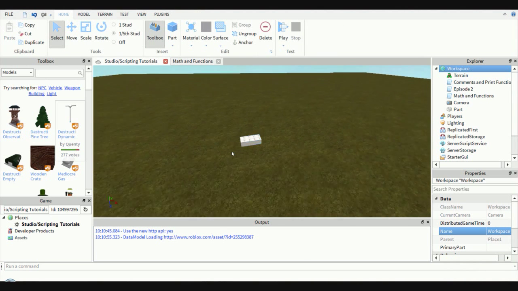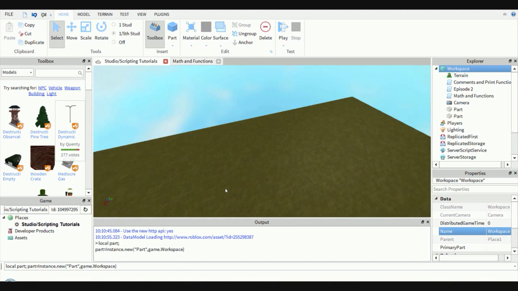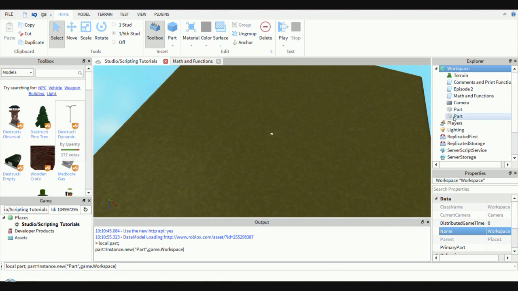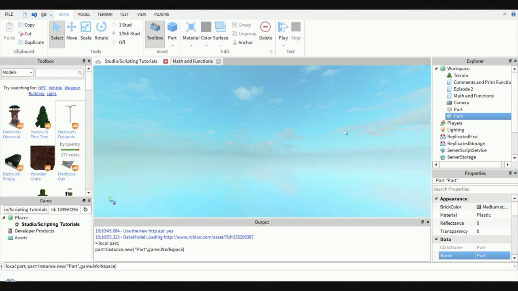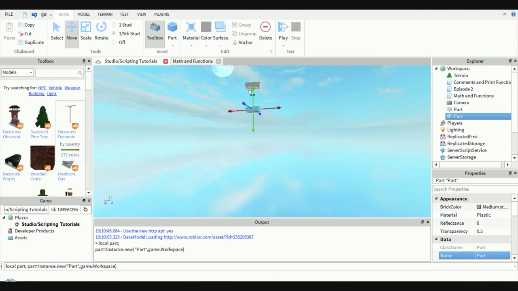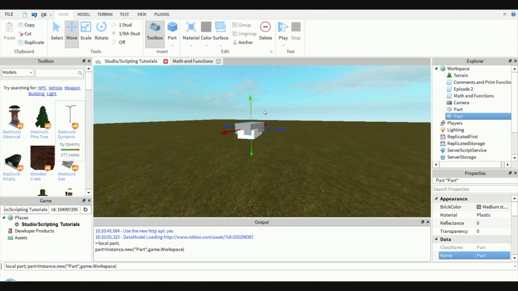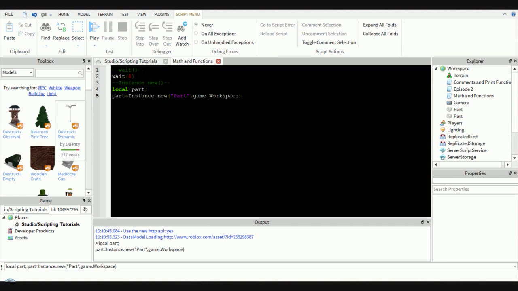Okay, so we will be waiting for a part right now, and a part has been added. We just can't see it. If you saw in the Explorer, it was added. There it is. It's in the center of the world. There's the new part, guys. That's really cool. Okay, now so basically that's how you do instance.new. Now let's get on to remove or GetChildren. Yeah, let's start with GetChildren.